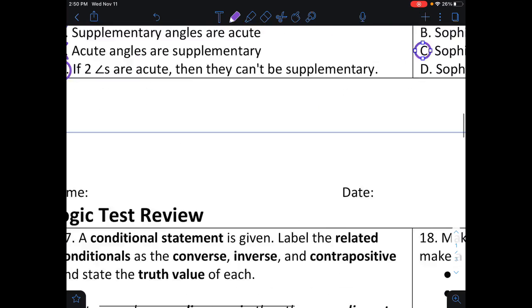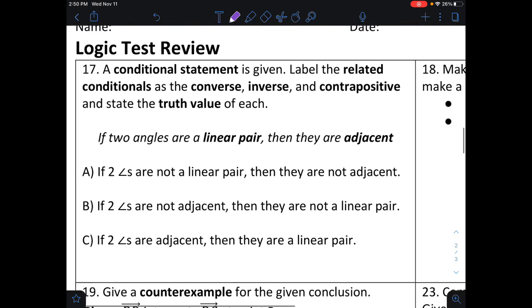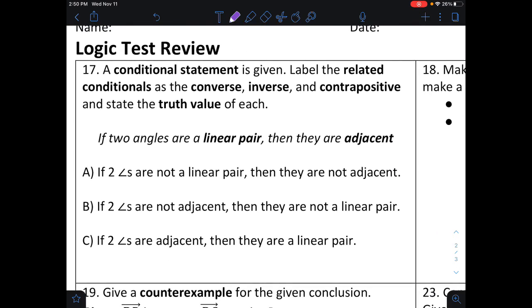Alrighty. Next problem. Okay, so a conditional statement is given, label the related conditional. So the related conditionals are just converse, inverse, contrapositive, and then state the truth value of each. Truth value is just true or false. So again, that's just true or false. That's what truth value means.